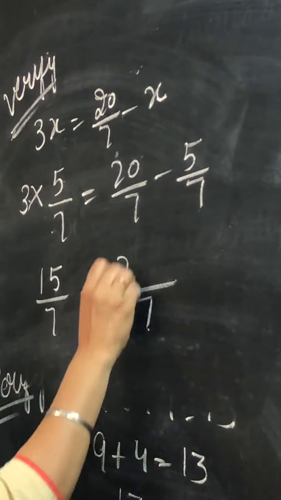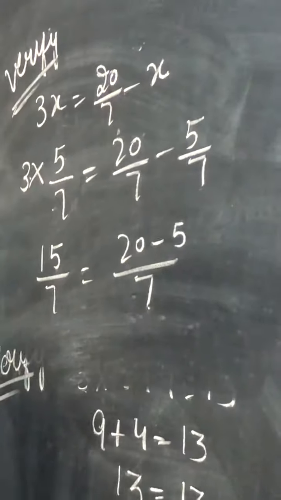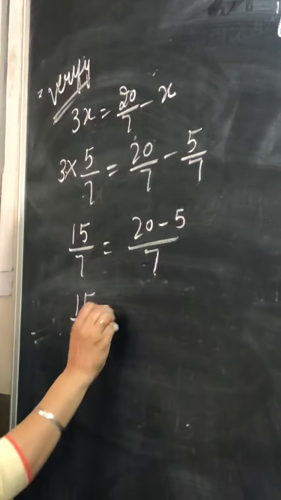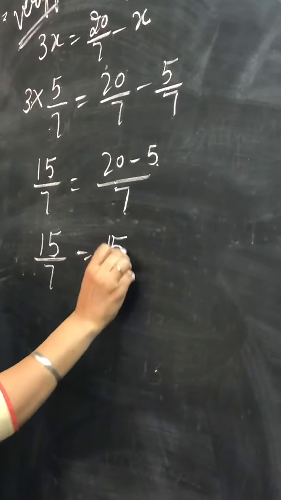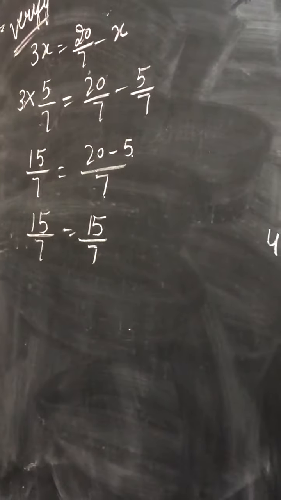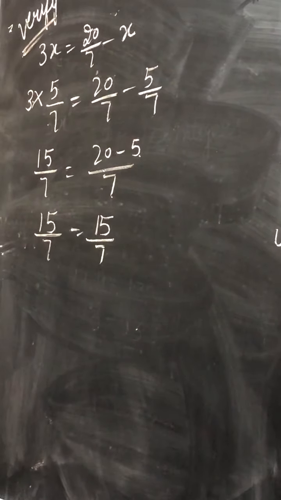7 we take here as LCM. 20 minus 5. 15 by 7. 20 minus 5 is 15. 15 by 7. Now student, left hand side is equal to right hand side. It means our sum is right.